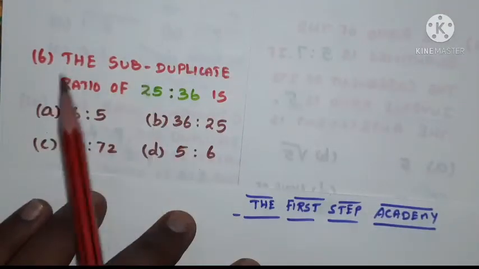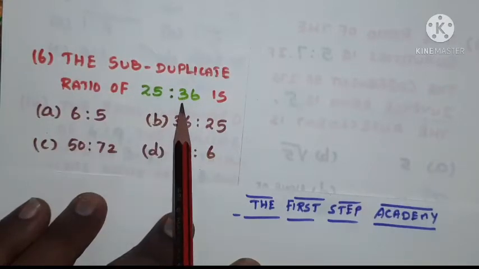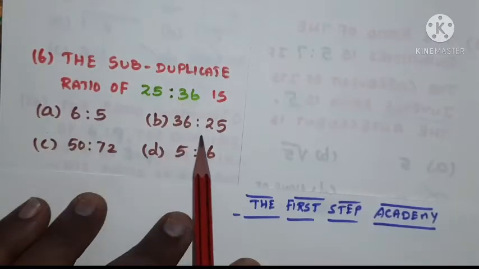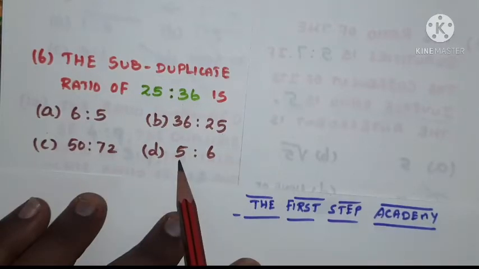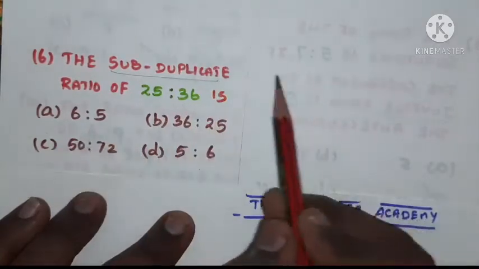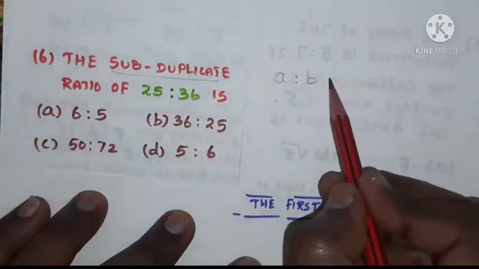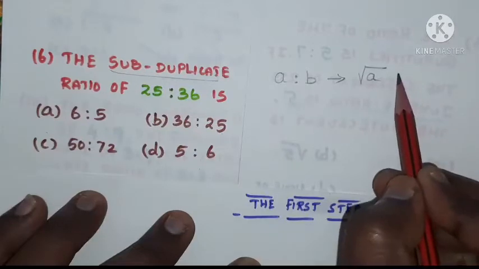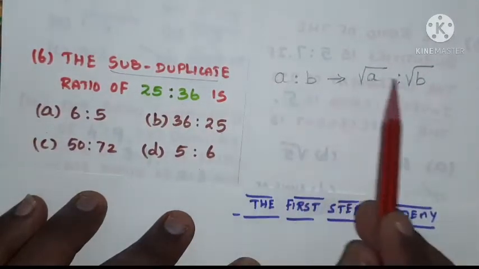The sixth problem is: the sub-duplicate ratio of 25 is to 36 is. Given options are option A 6 is to 5, option B 36 is to 25, option C 50 is to 72, option D 5 is to 6. So what is the sub-duplicate ratio? The same way, if we have a ratio A is to B, then its sub-duplicate ratio can be written in the form square root A is to square root B, right?